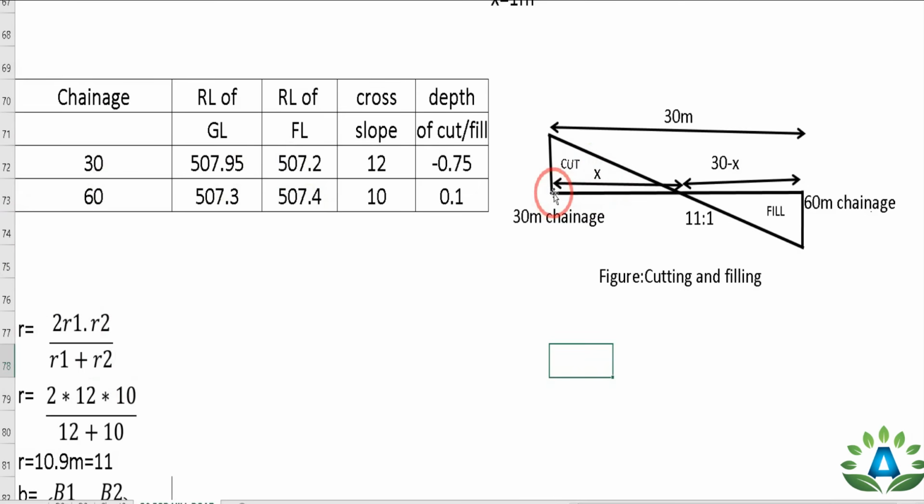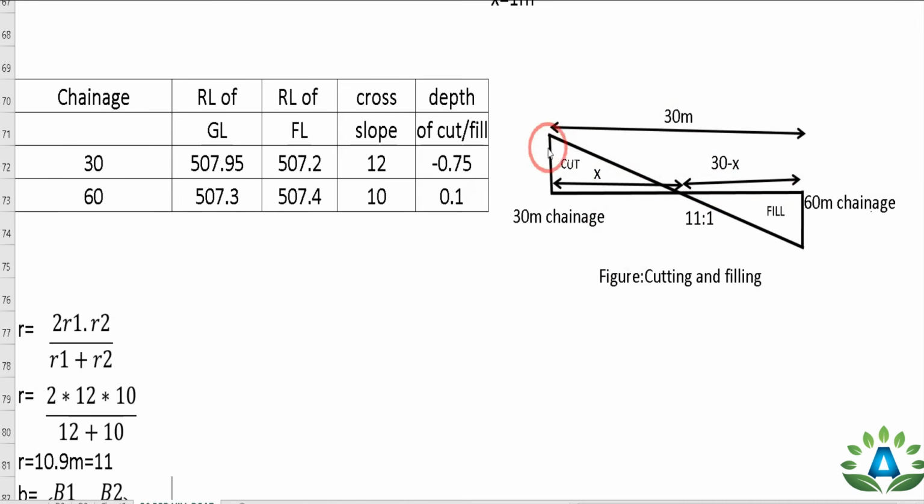So now we need to calculate the chains at which this depth is 0. So for this we have this as our 30 meter chains and this is our 60 meter chains. So this total length will be 60 meter minus 30 meter, that is equals to 30 meter. So we are going to find this length, that is, let it be x, and this length will be this total length 30 minus this portion, so 30 minus x.